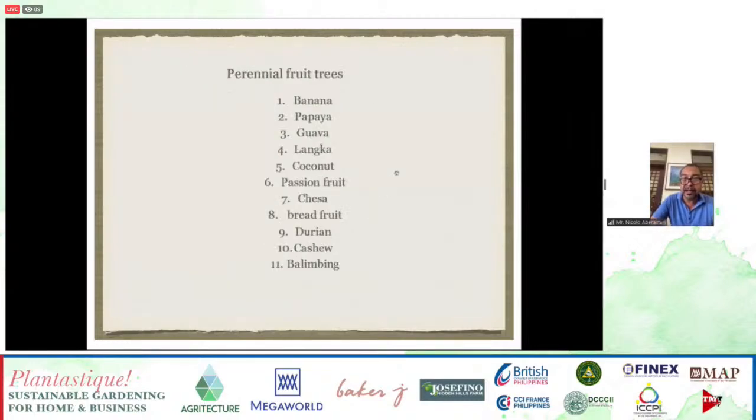So we have another list of fruits that will constantly give us something. So a good tropical garden, if you have the space, we should take advantage of this and really try to plant as much of these perennial fruits as we have. Okay, next slide, please.